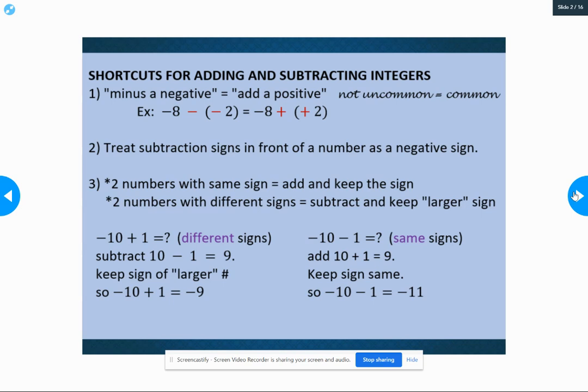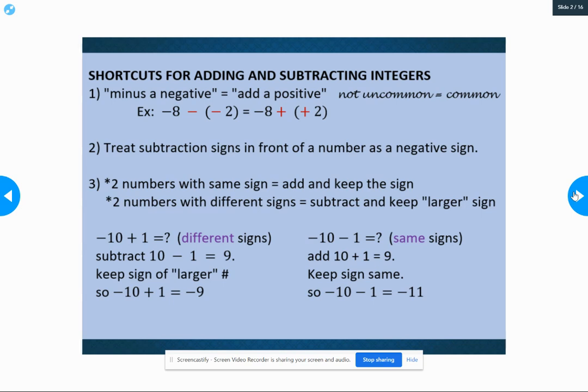Okay, we're treating subtraction symbols as negative signs. And then if you do those two things, you can just focus on the trick here for number 3. If you have two numbers with the same sign, add and keep the sign. When you have two numbers with different signs, subtract and keep the larger sign.